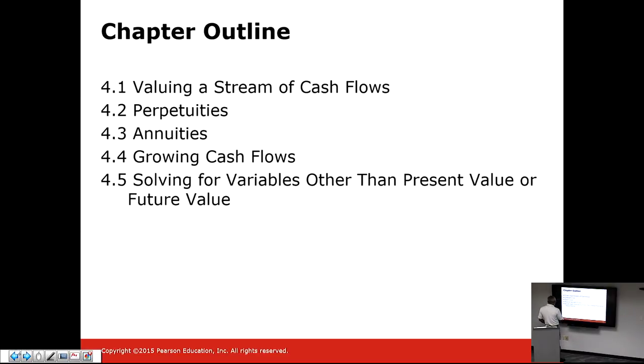We are going to look at how to value a stream of cash flows, and then the special cases if they are perpetuities or annuities, and what happens if the cash flows are growing, and how do we solve for other variables that is not either the present value or future value. So far we know how to calculate present value and future value using the formulas or the calculator. What if we have to calculate the number of periods? We have to calculate the interest rate or something else. We will take a look at it.